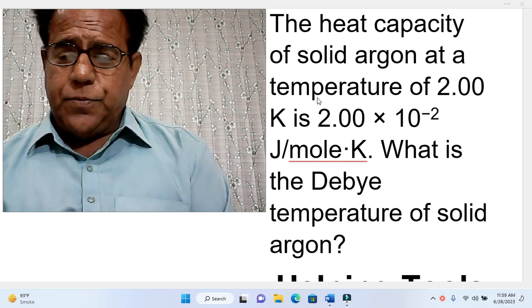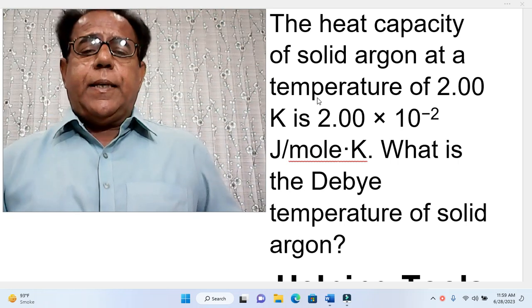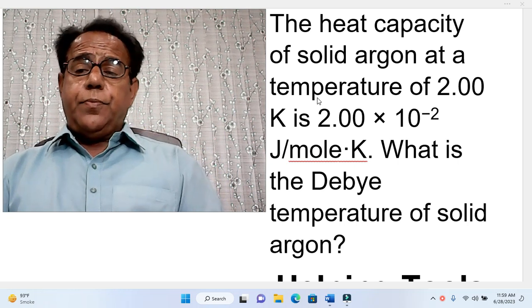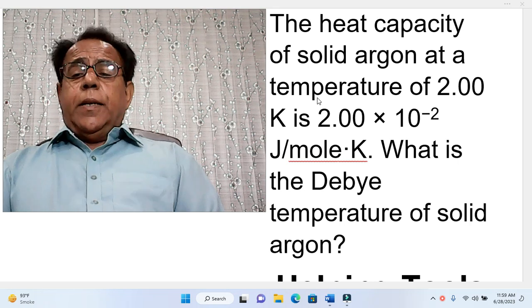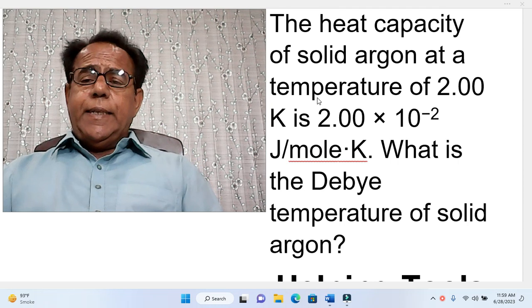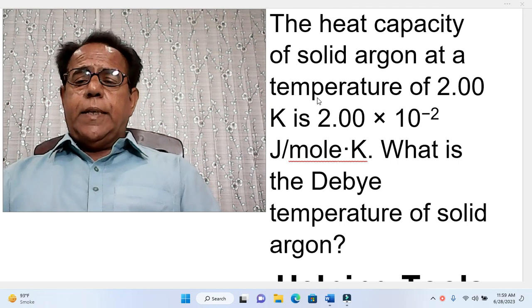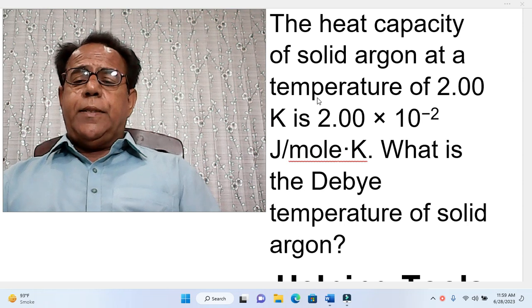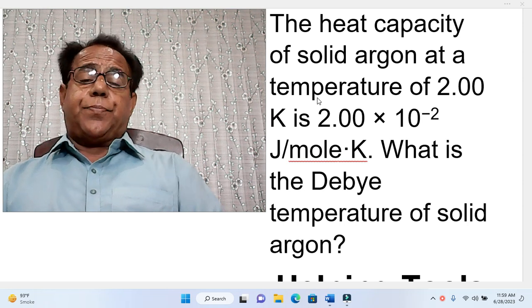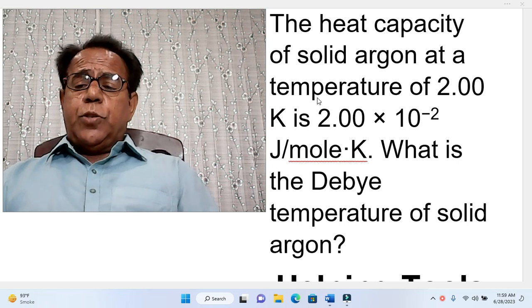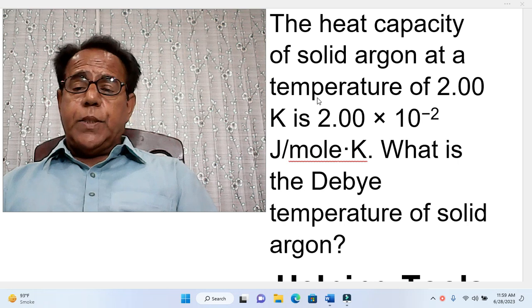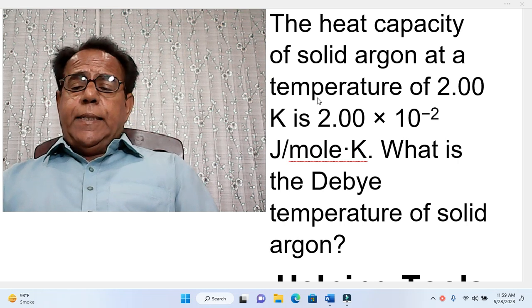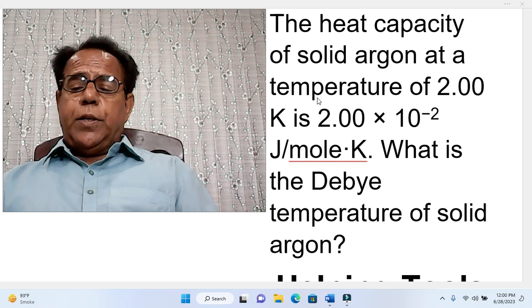Assalamu alaikum dear students. This is our next problem, chosen from the book Modern Physics by Kenneth S. Crane. As usual, we first come to its statement. The heat capacity of solid argon at a temperature of 2.00 Kelvin is 2.00 × 10^-2 joule per mole Kelvin. What is the Debye temperature of solid argon?